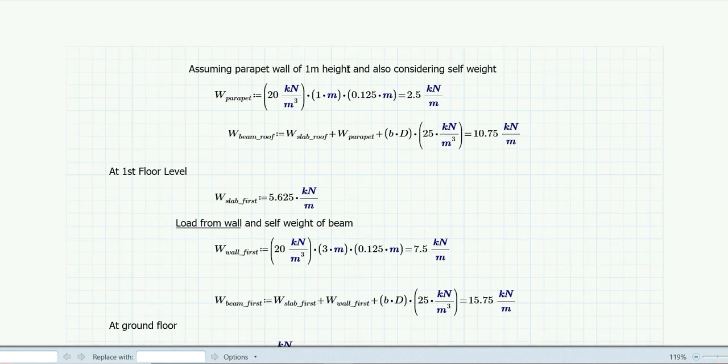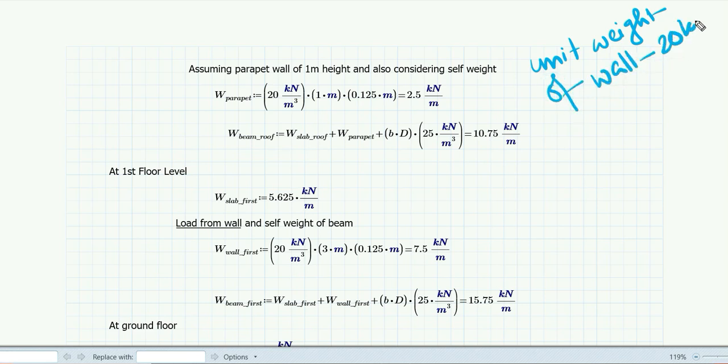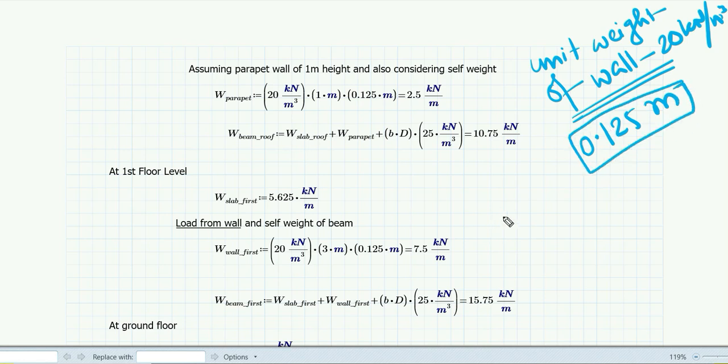So assuming a parapet wall of 1 meter height and also considering the self weight. So the weight of the parapet wall, generally the unit weight of wall is considered as 20 kilonewton per meter cube. Okay, and the thickness of wall is generally taken as 0.125 meter. This is the thickness of a wall.